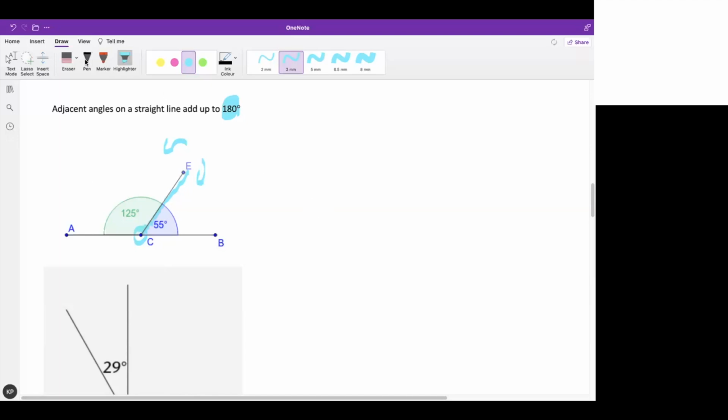And your reason, depending on your school and your teacher, will be adjacent angles on a straight line or just angles on a straight line. I know a lot of teachers are very finicky and picky about saying adjacent, and I'm one of them. If your teacher doesn't mind you just saying angles on a straight line, that's fine. But let's try and get into the habit of saying adjacent angles on a straight line because they have to be next to each other. I'll show you at the end of the lesson why I want you to say adjacent.